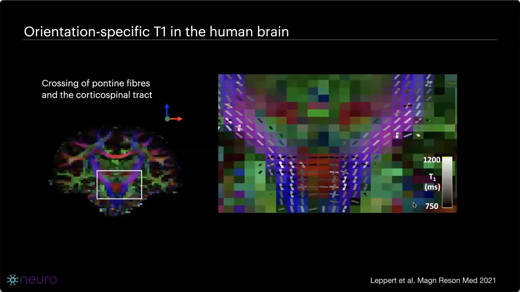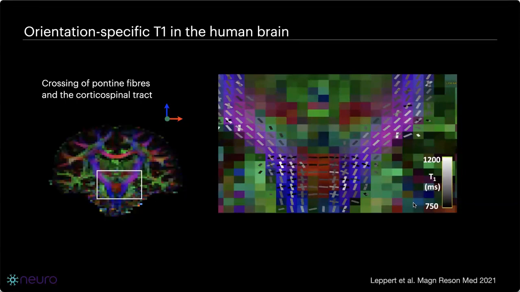I'll get to that in a minute, right here. So similar, we're kind of changing our representation here. The color scheme here represents the main orientation of your fibers, right? So blue head-foot, red left-right, green in-plane. And here the sticks, their grayscale represents their T1 time.